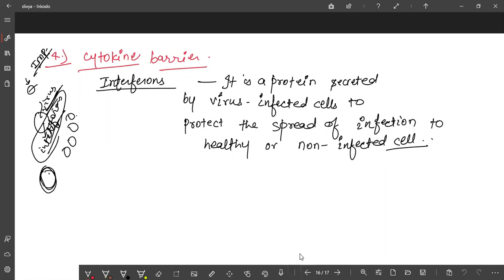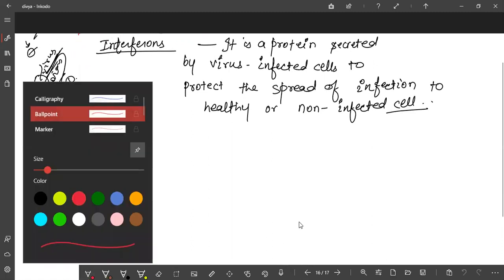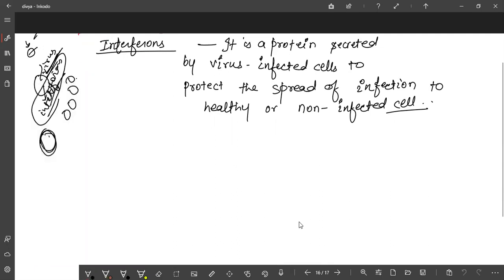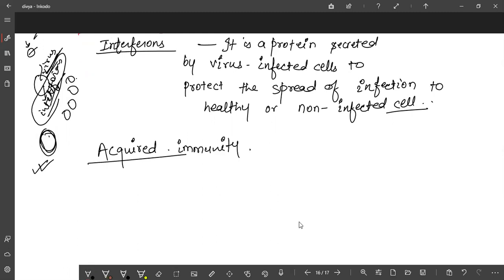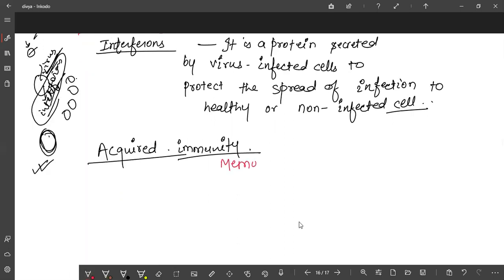And today we will study about acquired immunity, right? In previous classes, I have told you about some features of acquired immunity. What is acquired immunity? Is it present since birth, or is it acquired during lifetime? It is acquired during lifetime, and it is memory based. Very good. So it is memory based immunity, and it is not present since birth.